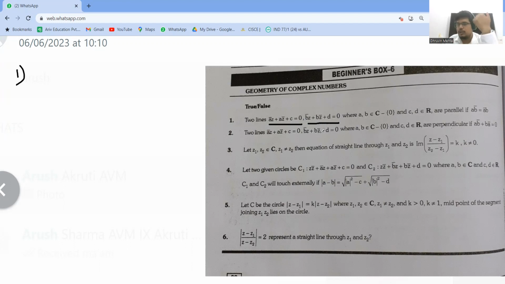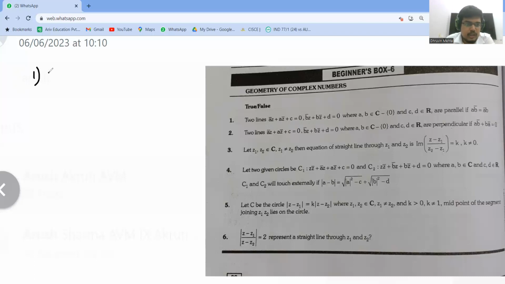जैसे straight line होता था y minus y1 equal to m into x minus x1, वैसे यहाँ पे इन लोगों ने दो equations दी हैं. And they are saying these lines are parallel if a b bar is equal to a bar b. This bar by the way means conjugate, जो अपना basic definition है conjugate, that is the same thing. So see, we have a bar z plus a z bar plus c equal to 0.